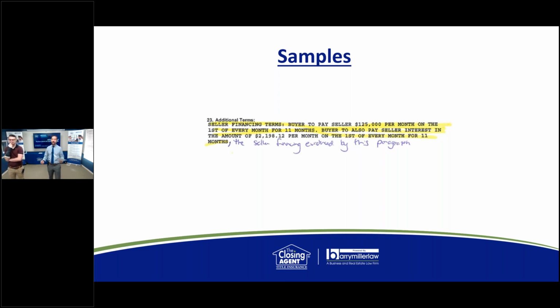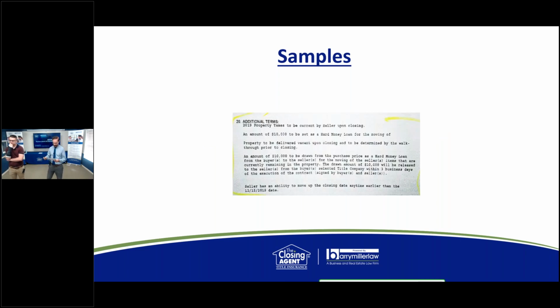So again, don't use this. Use the addendum that's there. It will have the interest rate. It will have, if there's a balloon, you've got to put the rates and the stuff in here. So this is not acceptable. Use the addendum. It's good. It'll work really well. Okay.